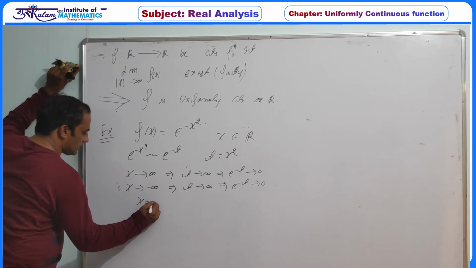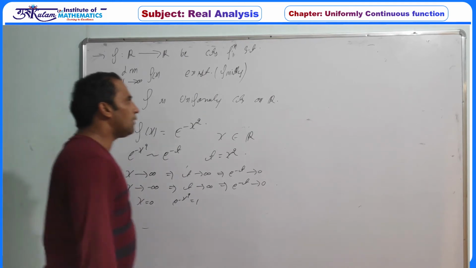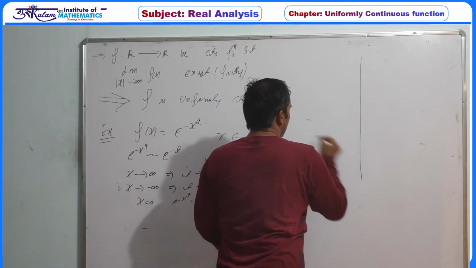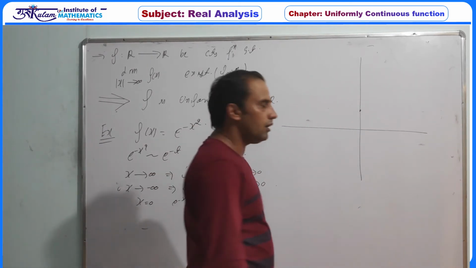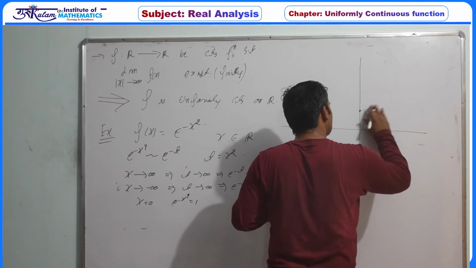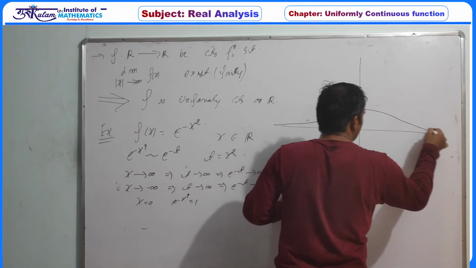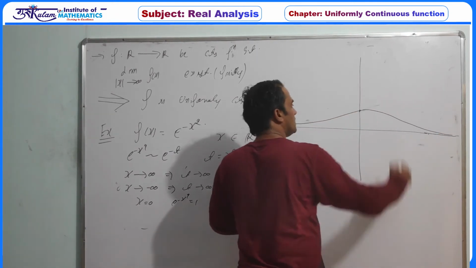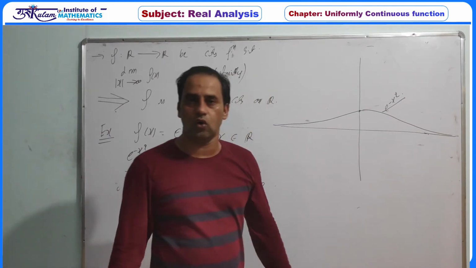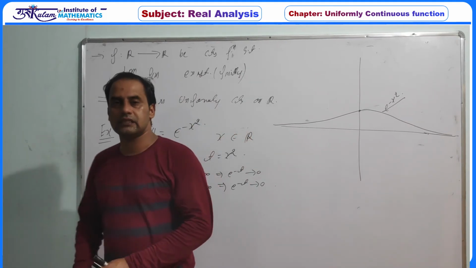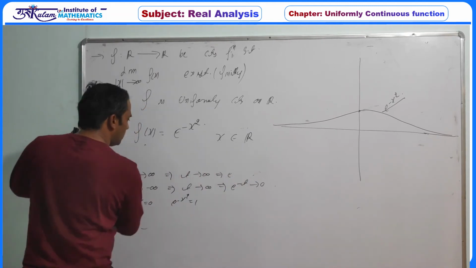And at x equal to 0, e to the power minus x square is equal to 1. So if we draw the approximate graph of this function, at 0 the value of the function is 1. As x tends to infinity, the function tends to 0. As x tends to minus infinity, the function also tends to 0. So this is the graph of e to the power minus x square. So this function is continuous on the whole real line, and the limits at infinity and minus infinity exist finitely, which implies this function is uniformly continuous.